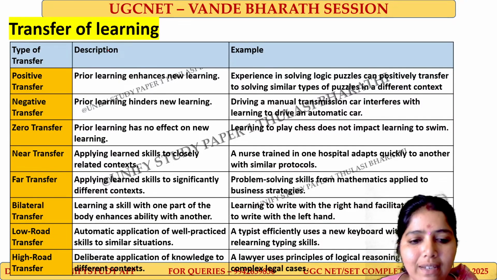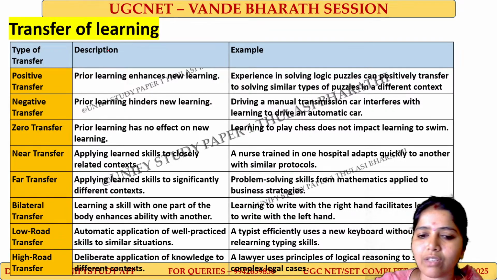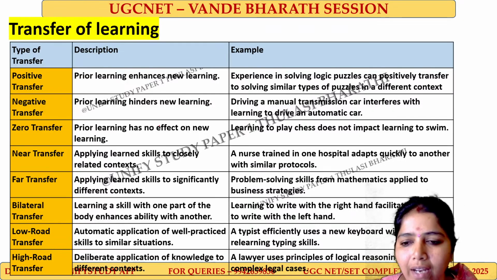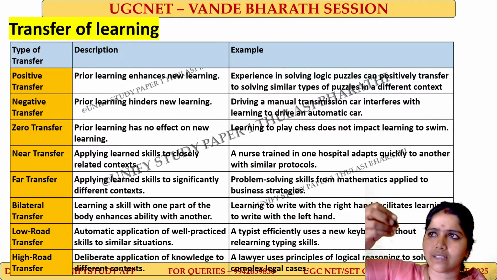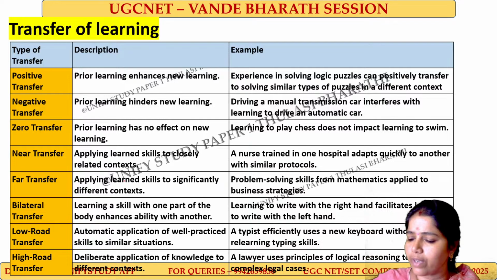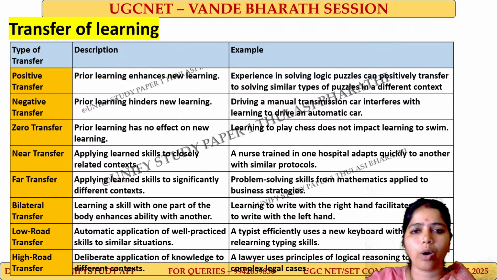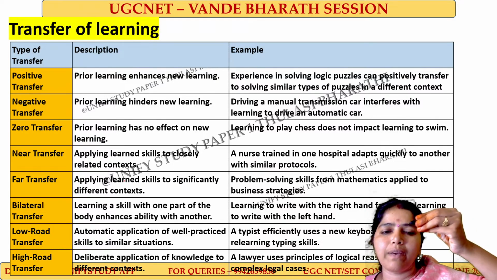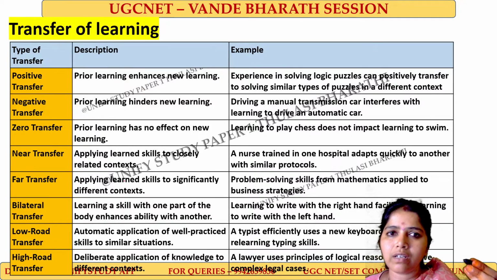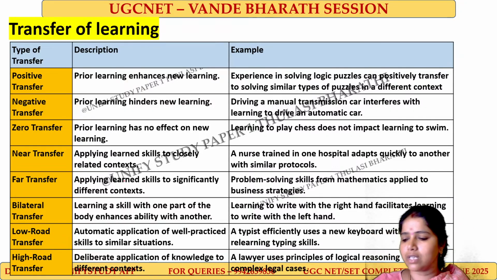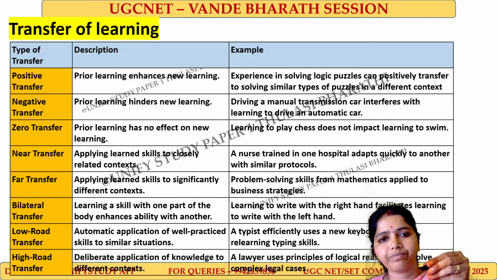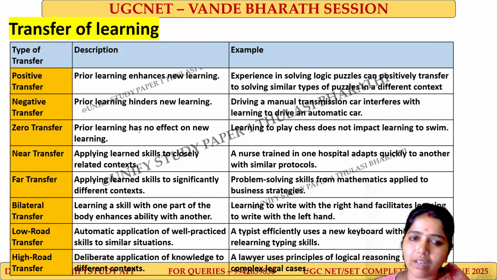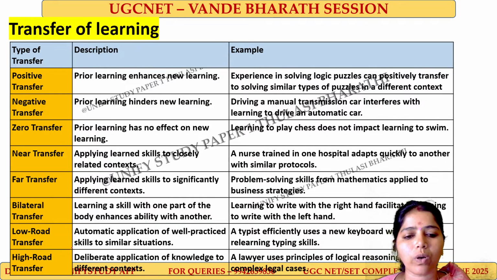Next we have bilateral transfer. Learning to write with my right hand facilitates the left, because as we all know, in the right hand we write like this. This is how we hold. When I know how to do it with my right hand, obviously my left hand will follow. So how I hold here, this I know. Then when I want to transfer here, automatically my brain will say this is how you have to hold your hand. Clear? Bilateral transfer.